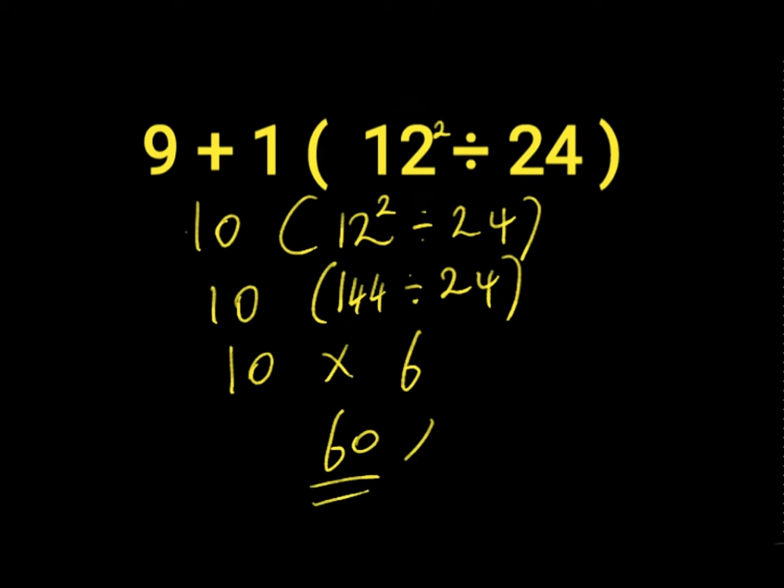But this answer is wrong because we did not work with the order of operations, which is PEMDAS. In PEMDAS, we have parentheses, exponents, multiplication, division, addition, and subtraction. Multiplication and division have equal priority, as do addition and subtraction, working from your left to your right in order to arrive at the correct answer. Let's solve the right answer to this expression.